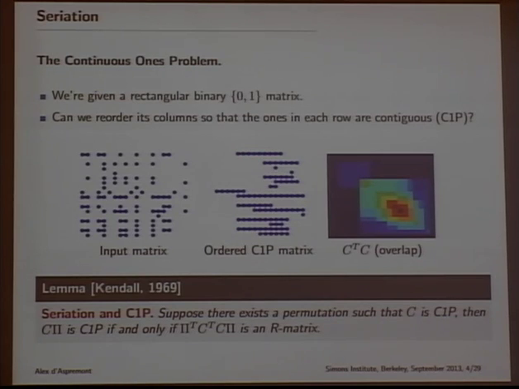And the connection with seriation is very direct. If you compute C transpose C, the overlap matrix, what you get is an R matrix, okay? So this satisfies the condition I just mentioned. This has a serial structure. Okay, so you have this result from Kendall in '69, which connects the 2 problems, okay? Any questions so far?